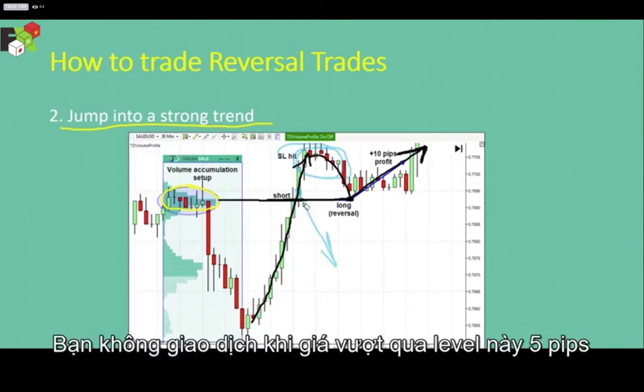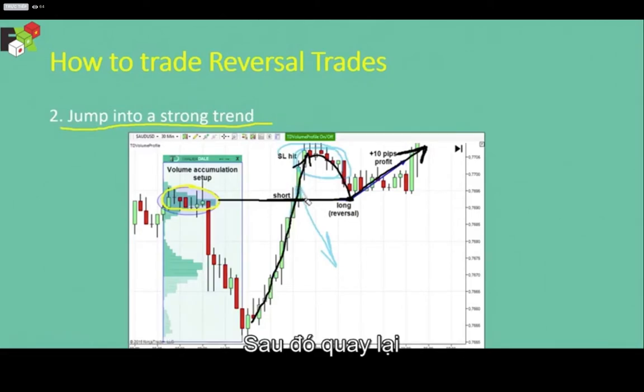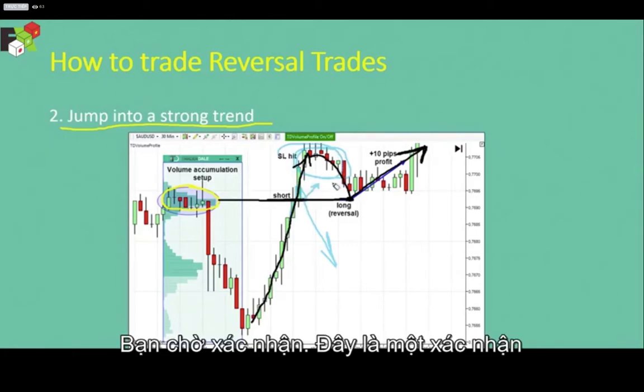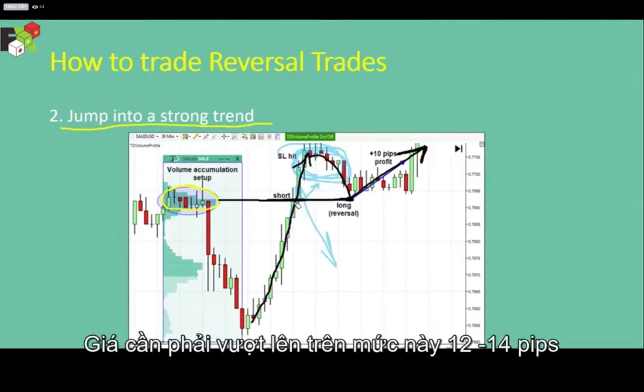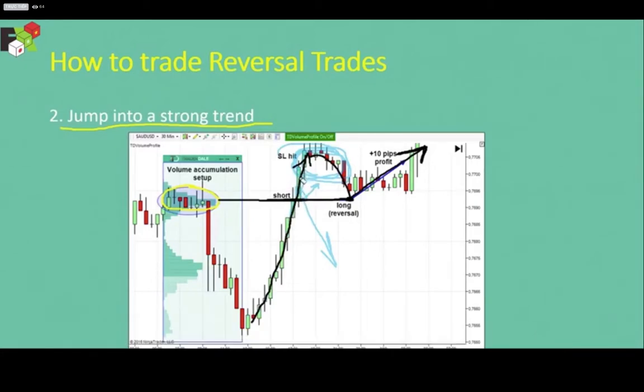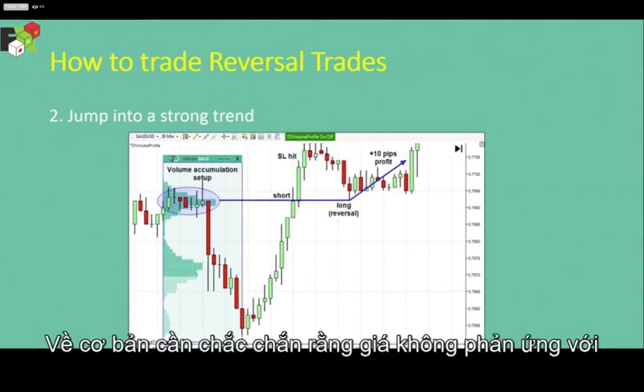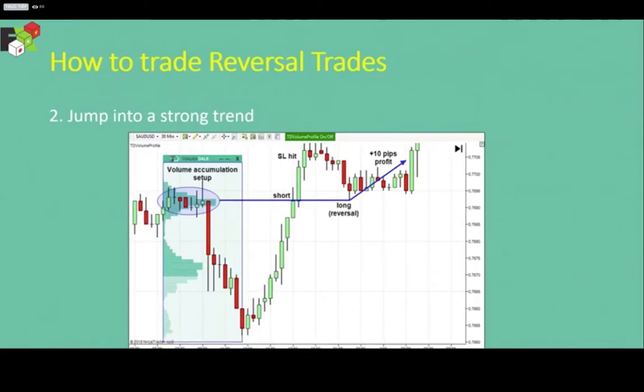You don't enter a trade, for example, if the price overshoots the level 5 pips, then returns and you go long. No, you wait for confirmation. This is the confirmation. Let's say that, for example, if you trade intraday, the price needs to go 12 or 15 pips above the level, and only after that it is viable to take a reversal trade. Alright? Basically, you need to be sure that the price didn't respect the volume-based level.